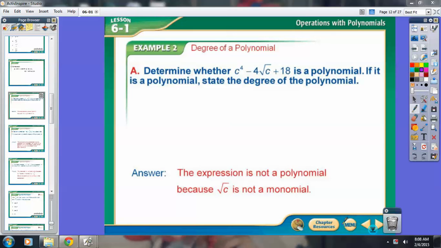To continue on. We're going to continue on with chapter 6. Yesterday we did some work with monomials. Today we're going to move on to polynomials.